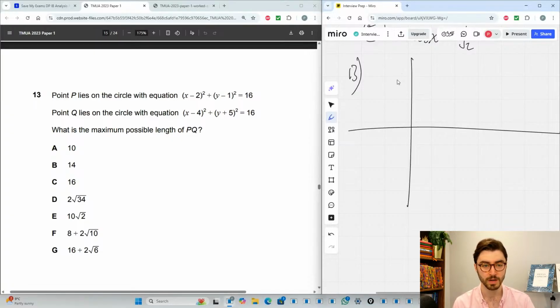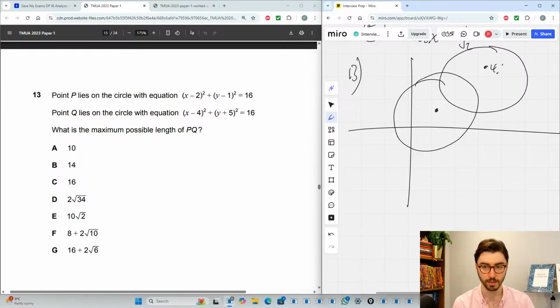Okay, so we've got 2, 1 here with a radius of 4. And then we've got 4, 5. It does look like we get some intersection with the radius of 4. So that's 4, 5. That's 2, 1.